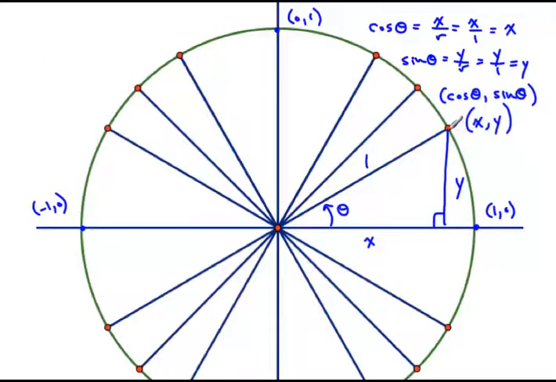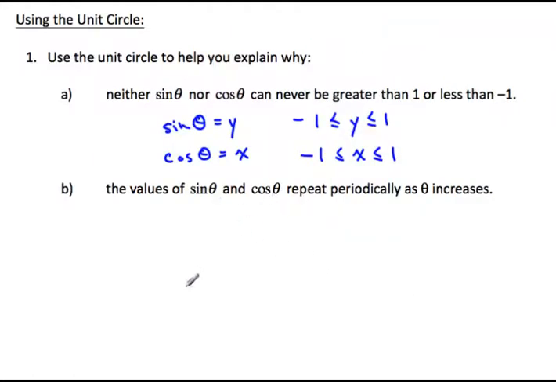Also, you can see that as you go around the circle, the x and y values repeat. The x value of this point is the same as the x value of this point, and the y value of this point is the same as the y value of that point. So the x and y values repeat, therefore the sine theta and cosine theta values repeat, as you go around the circle.